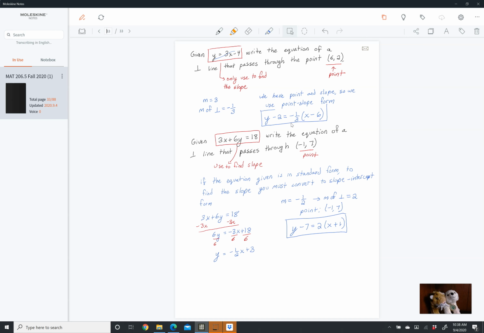If it said that we need it in slope-intercept form, then we would have to convert this to slope-intercept. If it said that we needed it in standard form, then we would have to convert this to standard form, which is what we did last time, okay? Let's do one more, and then we'll move on.